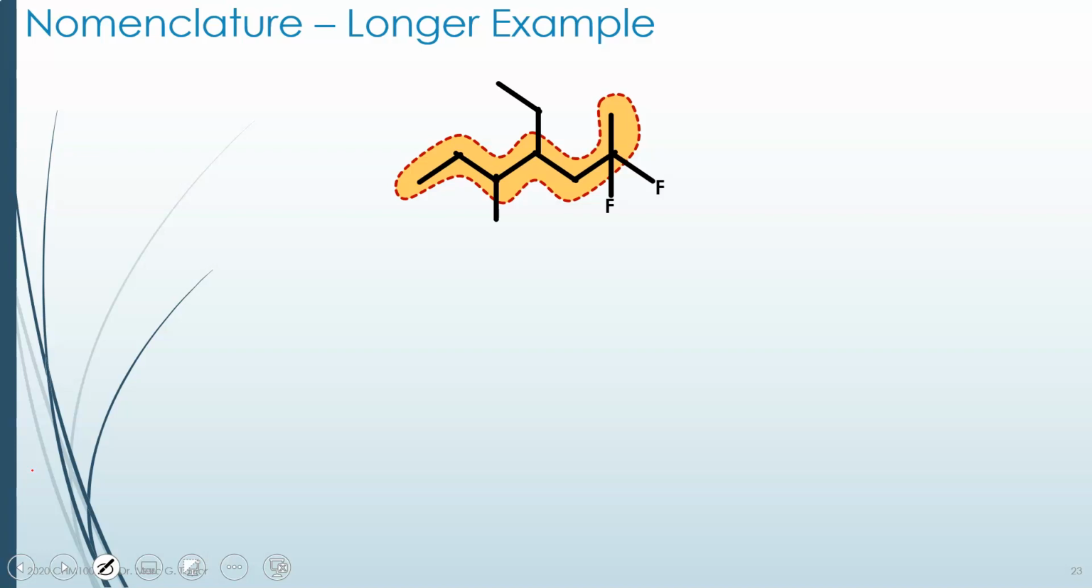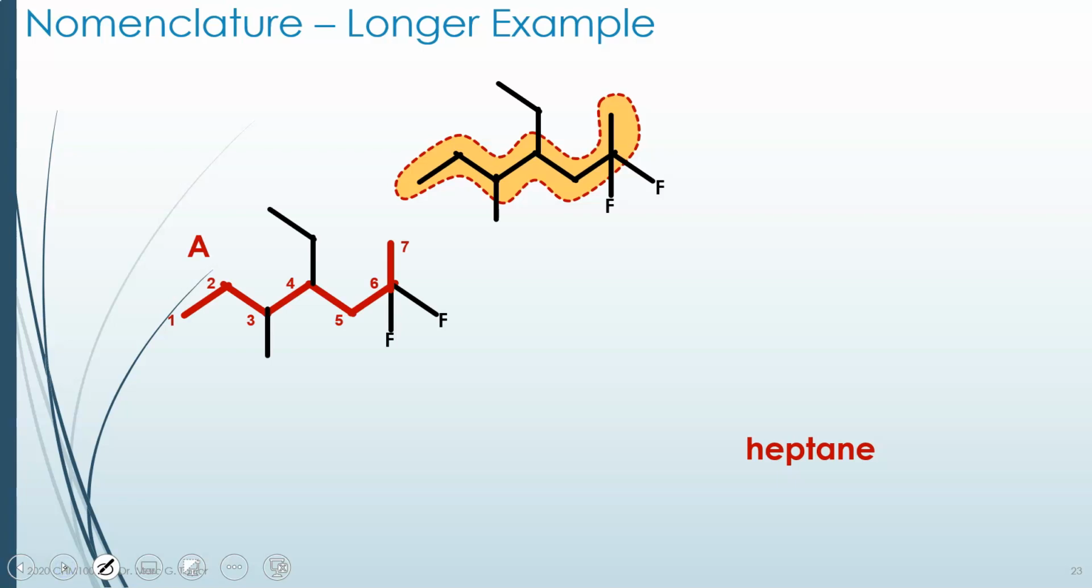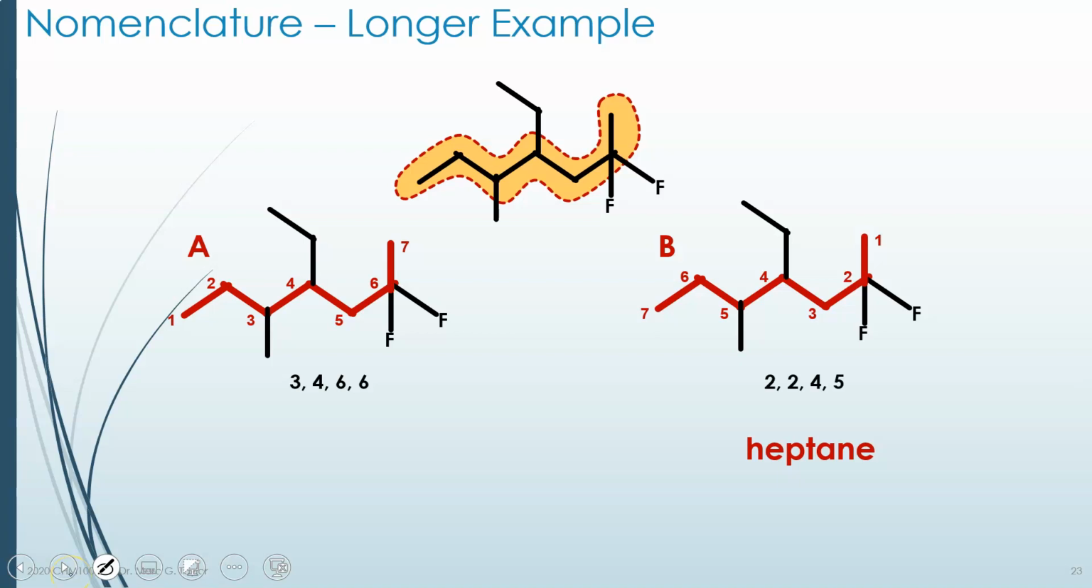So now we know our longest chain is a 1, 2, 3, 4, 5, 6, 7. I know there are a lot of heptanes here, but we now know this is a heptane of some sort. So we can write that right away. We know that's the last word in our name no matter what else happens. So now we have two possible ways of numbering it, from left to right and right to left. But look where the substituents are. So you have to ask yourself, where are the substituents?